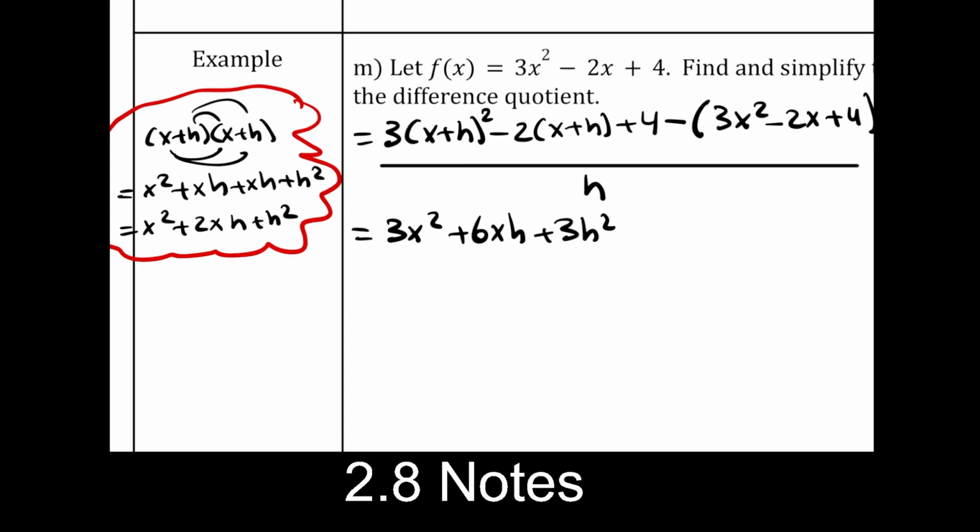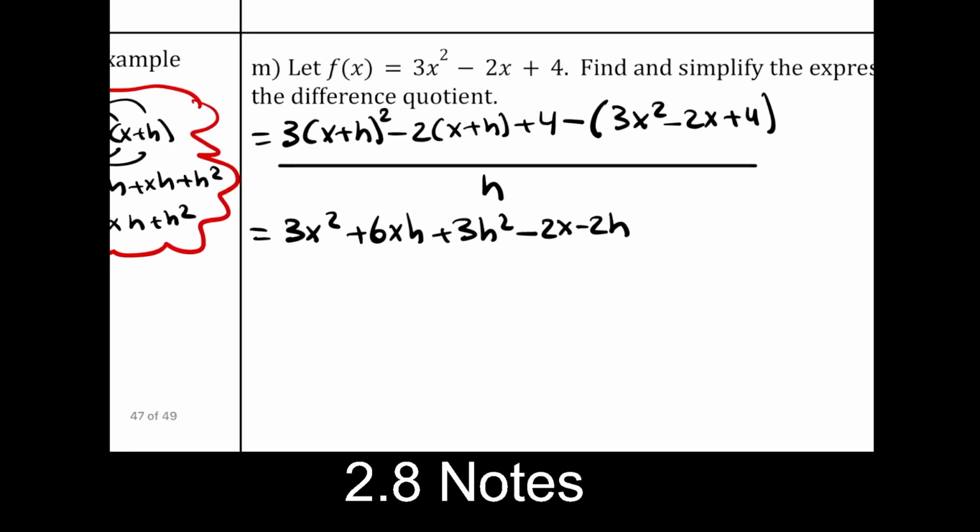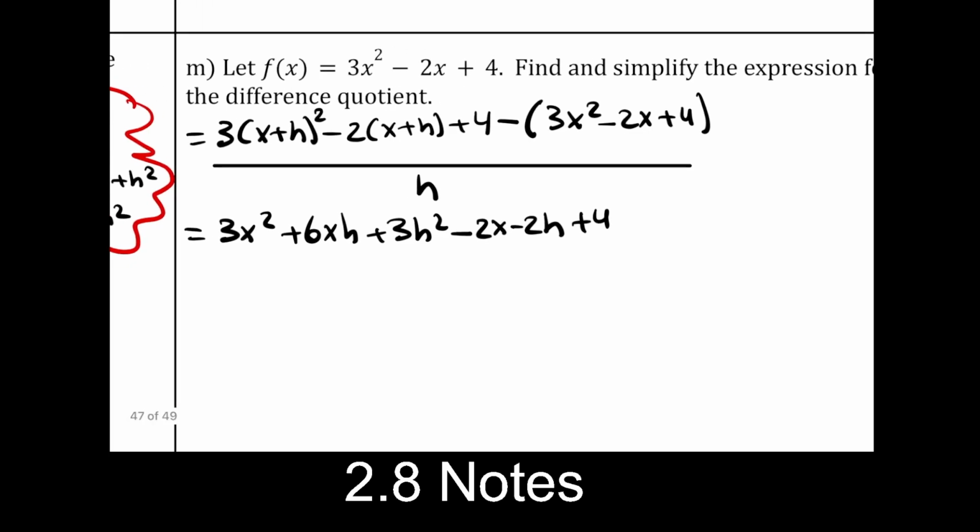Did I miss anything? Plus 3h squared minus, now we have this chunk right here, 2 times x plus h, so 2x minus 2h, plus our 4, don't forget the 4 chunk, and then distribute that negative in there. So we have negative 3x squared plus 2x minus 4 all over h.